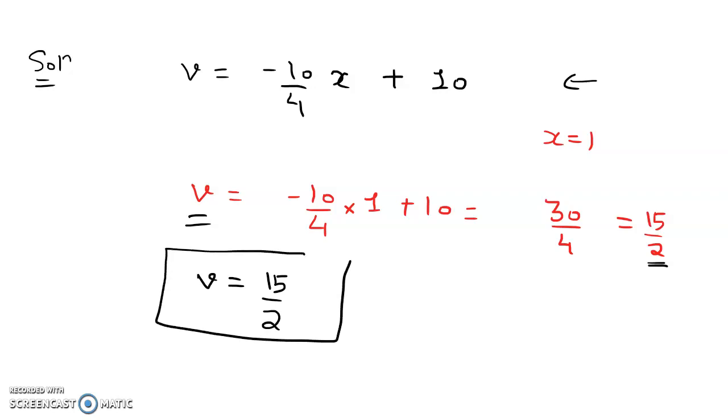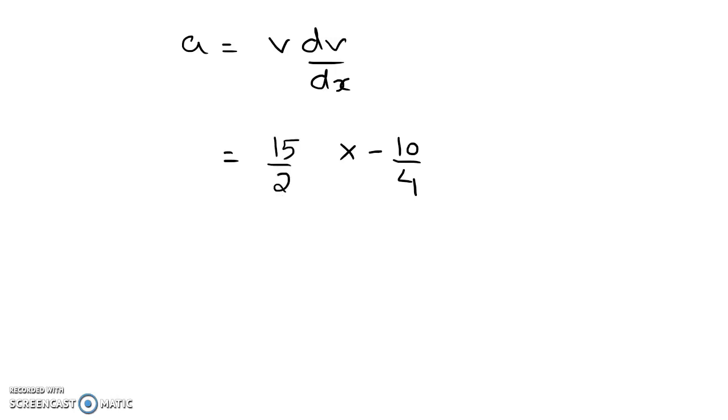I just form it as a box. So velocity is this at X equal to 1. Now I need to find the acceleration. Just doing it on a different paper. Acceleration was V dV by dx. What was dV by dx? It was negative 10 over 4. And what was velocity? It was 15 by 2. So that would be the acceleration.